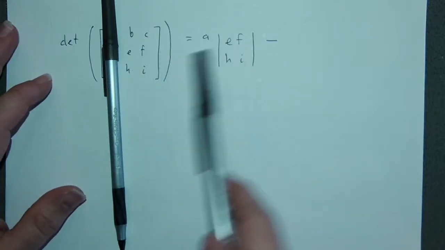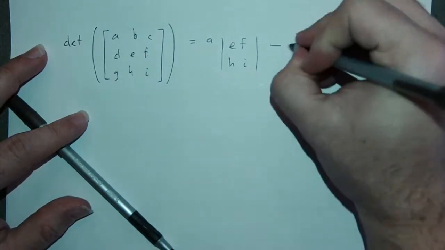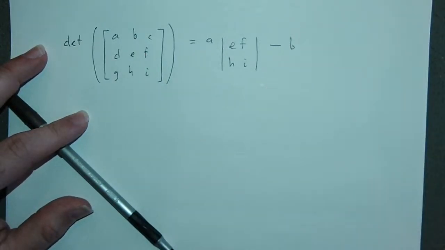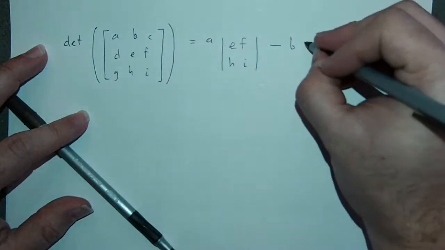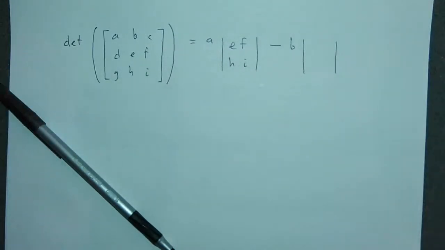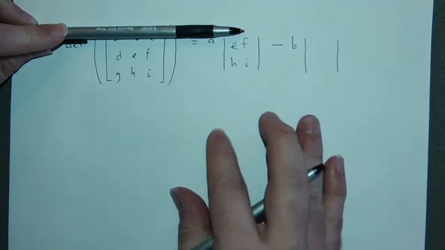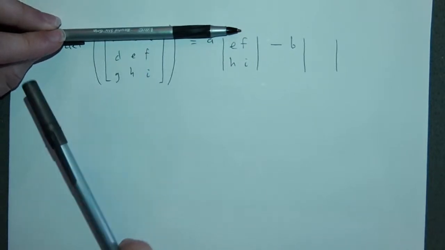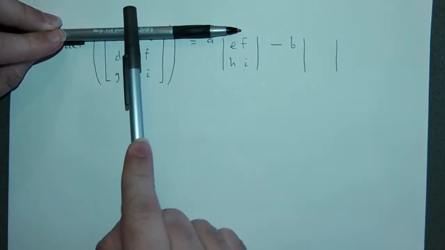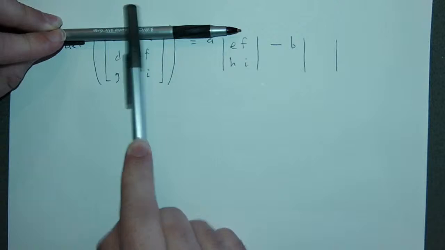So then what I do next is I take the next entry in the first row, B, and I multiply that by the determinant of a 2 by 2 that I get from this same process. So I cover up the first row like I did before, and I cover up the column that B is in, which is the second column. So I cover up first row and second column. So what matrix am I left with? The 2 by 2 matrix DFGI.